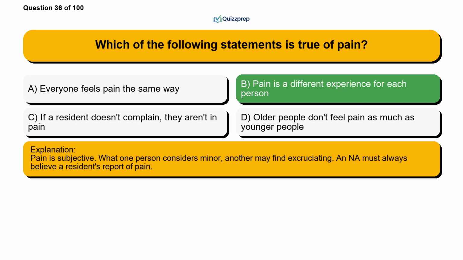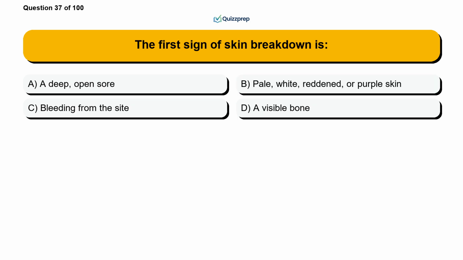Pain is subjective. What one person considers minor, another may find excruciating, and we must always believe a resident's report of pain. Question 37. The first sign of skin breakdown is: Option A, a deep, open sore. Option B, pale, white, reddened, or purple skin. Option C, bleeding from the site. Option D, a visible bone.